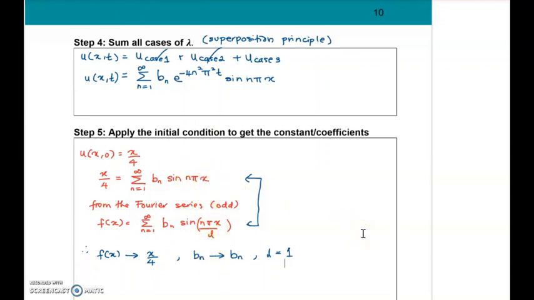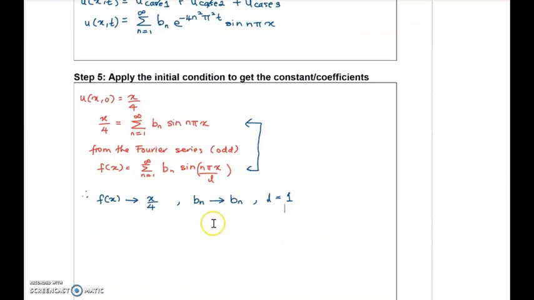So if we know how to get the Bn in the Fourier series, we can get our Bn from the given equation here. So in the Fourier series, how do you get the Bn? Bn in the Fourier series is 2 over L, integral from 0 to L, f(x) sine n pi x over L dx.